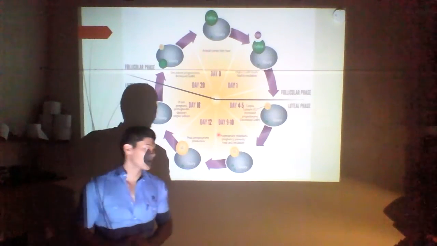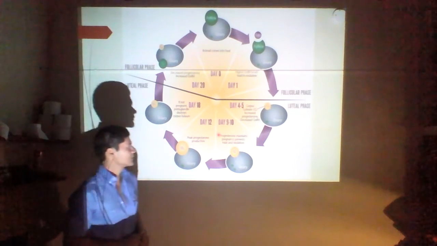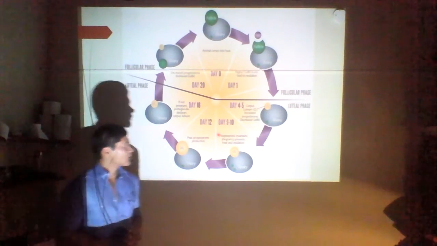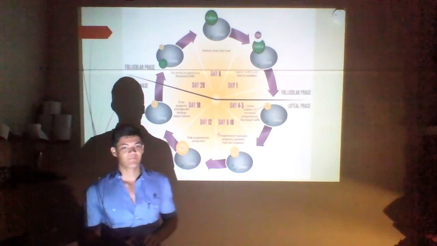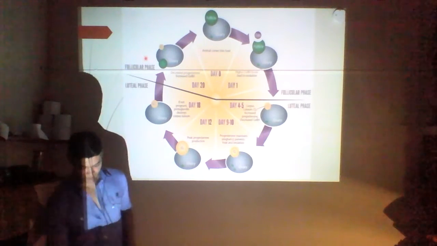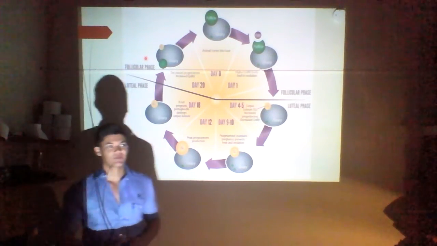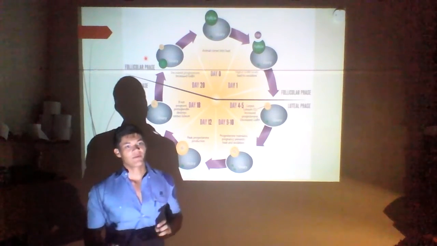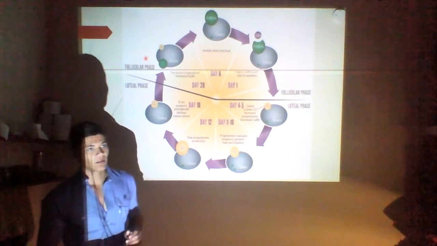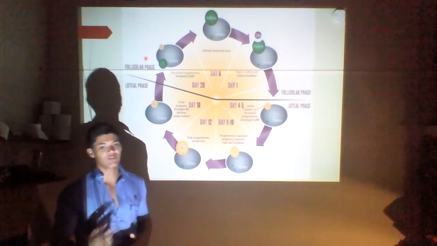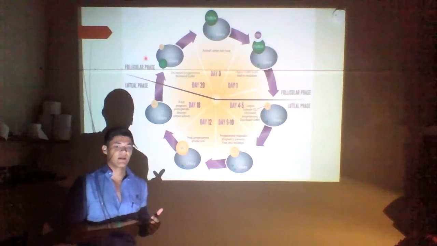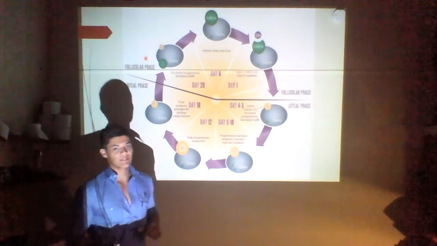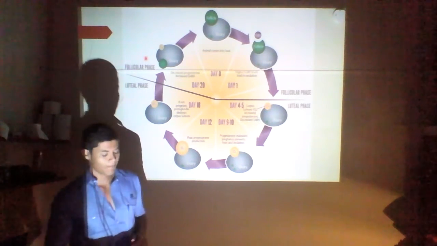Well, the estrous cycle is divided in two phases, which are the follicular phase and the luteal phase. And the follicular phase starts with the proestrus. Proestrus, we could say that it starts when the corpus luteum of the past cycle is destroyed, and it ends when the cow is receptive to the bull.